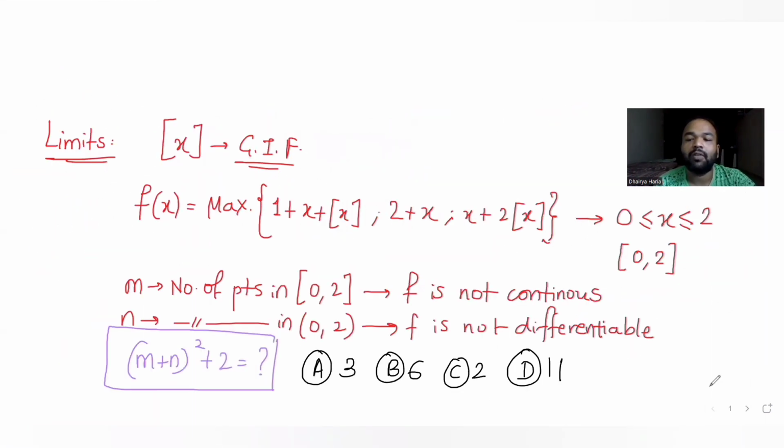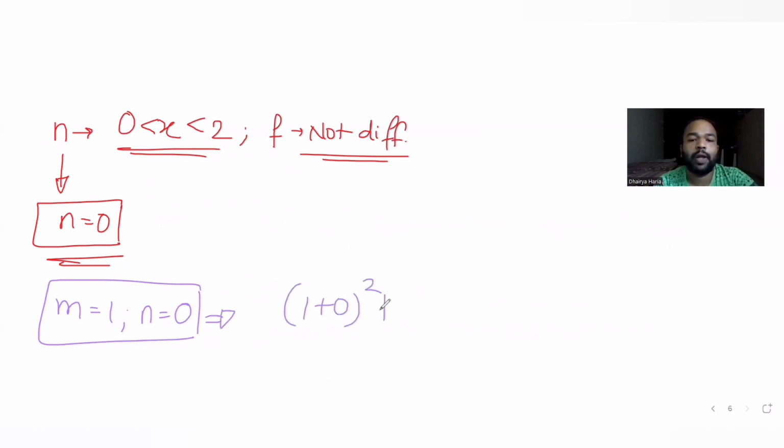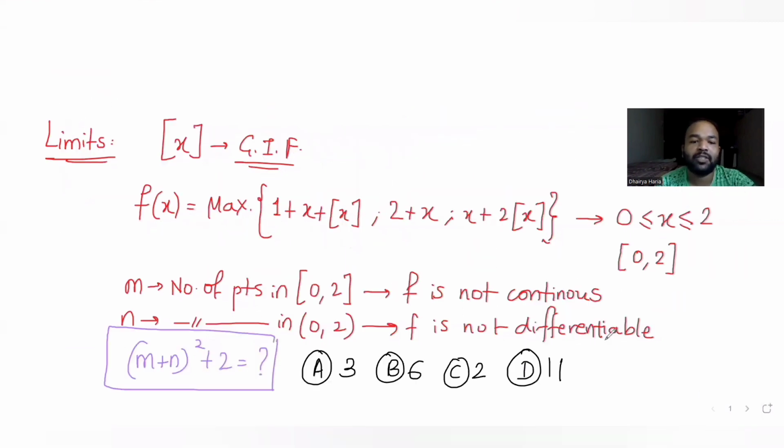If I just figure out the value of the expression that is asked, m plus n the whole square plus 2. Here m is 1, n is 0. So if I put those in, 1 plus 0 the whole square plus 2. So 1 square is 1, plus 2, that is 3. So I get the answer for the expression as 3. And the option that matches the question is A. So A is the correct answer for the question given to us.